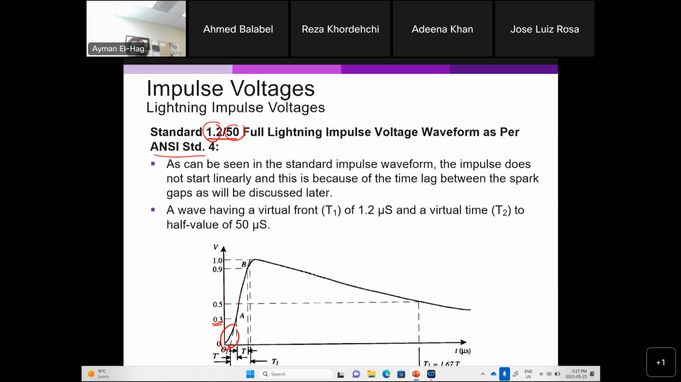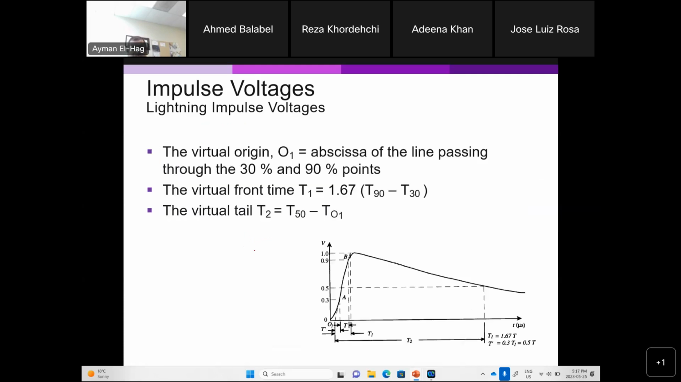So you basically measure everything from that virtual start. So you're starting 1.2 microsecond and your 50 microsecond, and based on this, what is the rise time and what is the fall time? The abscissa of which is O1, the one I just talked about, this is the line going through the 30 to 90%. So now I decided the starting. Now your T1 is equal to 1.67 times T90 minus T30. That is your T1, and this should be the 1.2 microsecond.